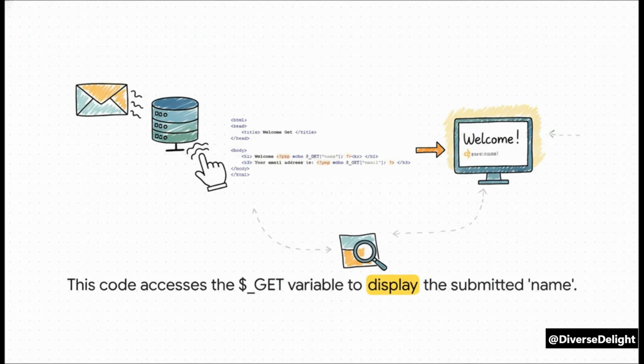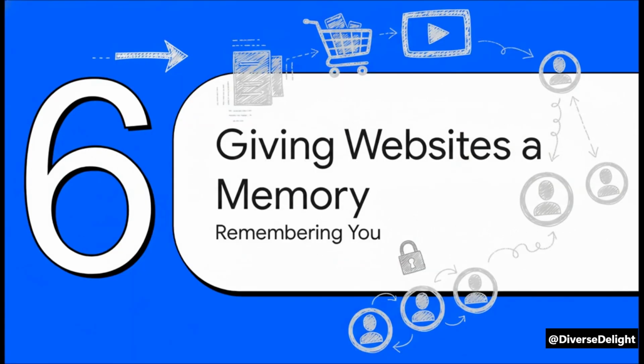And here, you can see exactly how that mailbox is used in the code. This little line is just a simple instruction to the server. It's saying, hey, server, go to the get mailbox, find the piece of mail labeled name, and then display it on the page. And that's exactly how we get that personalized welcome message. So get and post are perfect for sending these one-off messages.